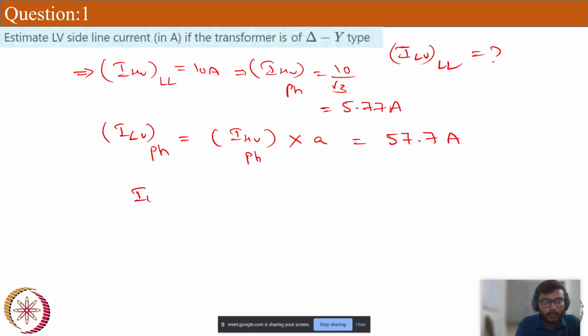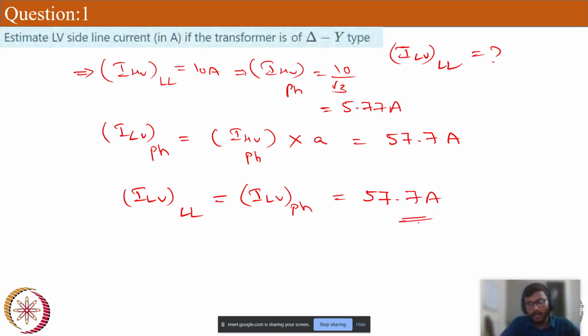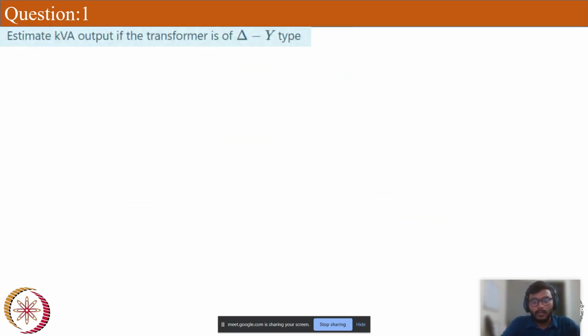Now you were asked to calculate the LV side line to line current, but since it's a star connection, my line to line current is the same as the phase current, which is 57.7 amps. Again, a simple problem. So yeah, the final question for today is kVA. Total kVA is equal to root 3 VLL ILL.